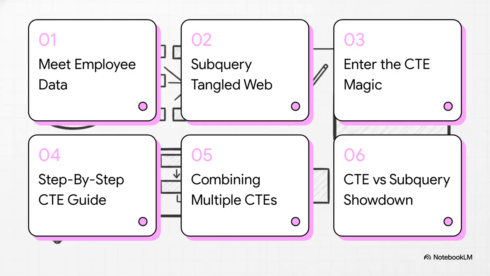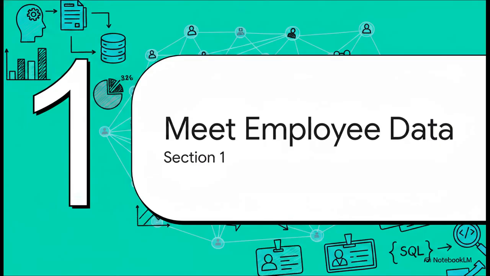Let's just quickly look at our roadmap for today. We're going to cover 6 key sections. First, we'll meet our employee data. Then we'll look at the old way of doing things in the subquery tangled web, followed by enter the CTE magic. After that, we'll go through a step-by-step CTE guide, look at combining multiple CTEs, and finally, wrap up with a CTEs versus subquery showdown. All right, let's kick things off with section 1, meet your employee data.